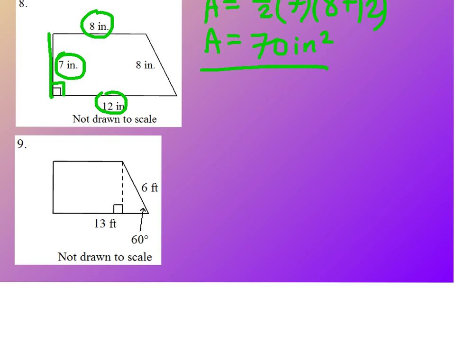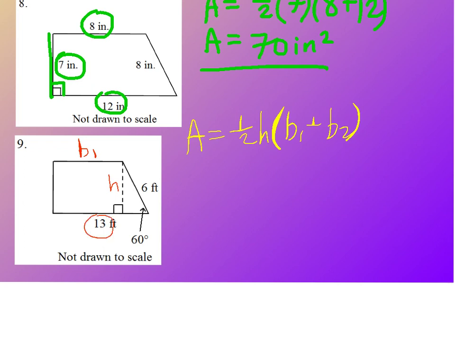Okay, so again, we know what our formula is. Area equals 1/2 height times base 1 plus base 2. We need to know our height. We don't have that over here, so we need to figure out the height. And we need to figure out our base 1, oh nope, we have our base 2. We have 13. Alright, so what's given though is this leg over here of 6 feet. And we know that this is a 60-degree triangle, so that makes this 90, and that makes this up here 30 degrees. So that's really helpful.